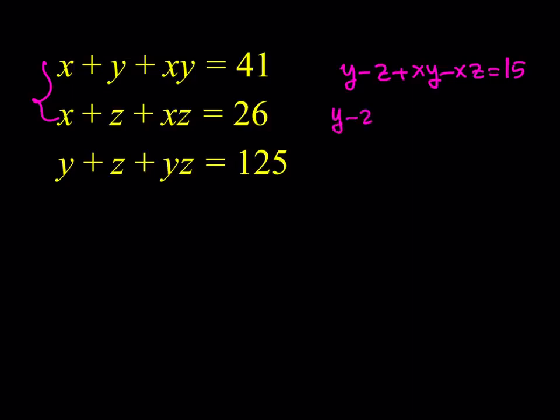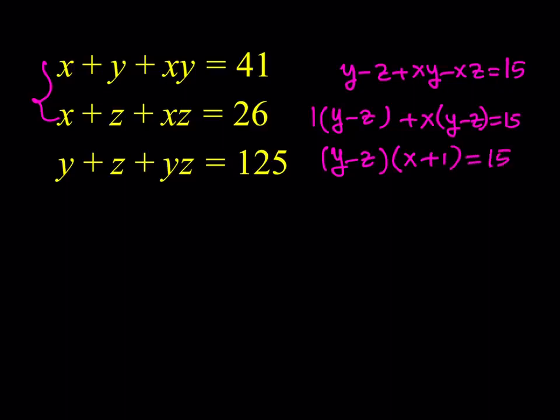Obviously, factoring by grouping: y minus z times 1, and then this would be x times y minus z. So there's a way to factor this expression because y minus z is a common factor, so I can pull that out, and the other factor is going to be x plus 1. I just want to write it in standard form. Okay, cool. So the first two equations give me something like this. And then I can do the same thing with the second and third, and so on and so forth. Would this lead us anywhere? I mean, it should. I haven't tried it, but it looks like it's going to get you somewhere.